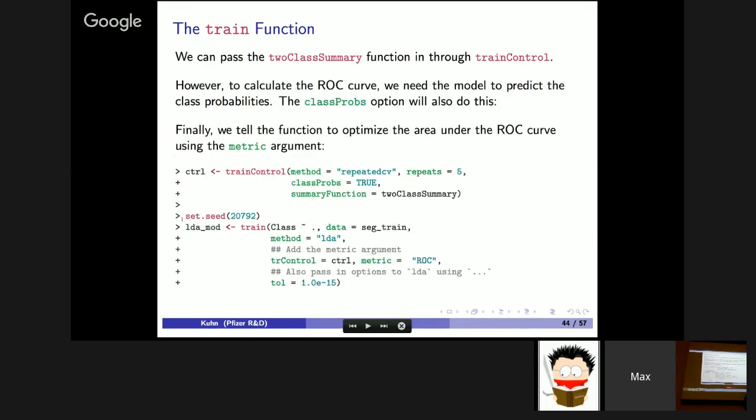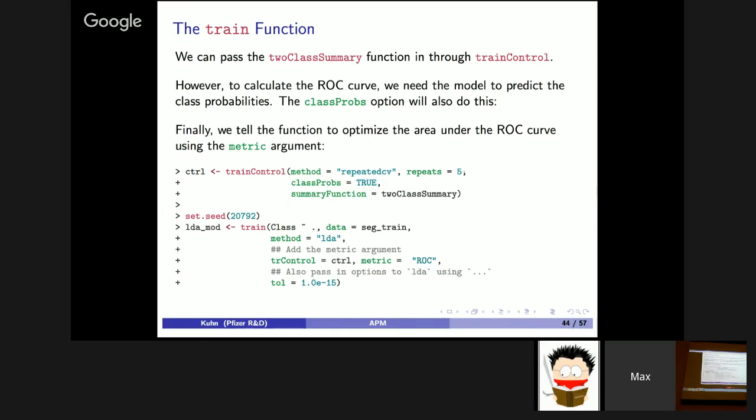So just to recap, what it's going to do is fit, let's see, we're doing 5 repeats of 10-fold cross validation. So that's 50 different models. It'll use that to estimate the area under the ROC curve for that LDA model. And then it'll fit a 51st model, which is an LDA model on all the training set samples.